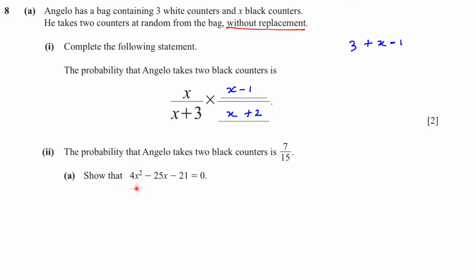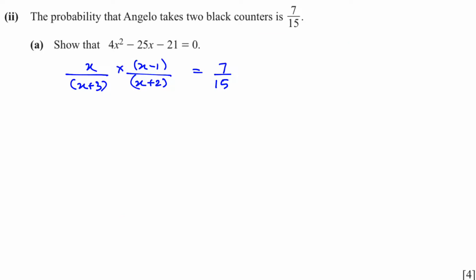And we have to show that when we solve that, we will get this equation. So we have x over (x plus 3) times (x minus 1) over (x plus 2) is equal to 7 over 15. We will now expand the brackets and cross multiply. So x multiplied by x, x squared, and then x multiplied by negative 1, negative x. And this 15 will come here, and (x plus 3) and (x plus 2) will go to the other side by cross multiplication.